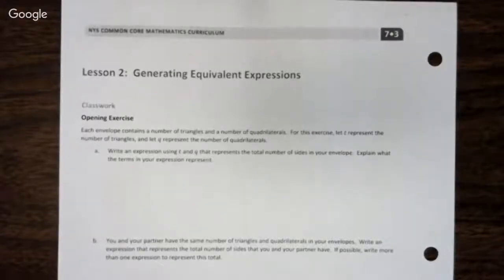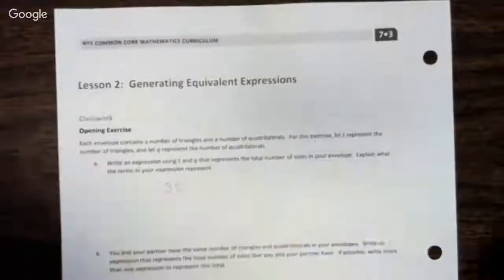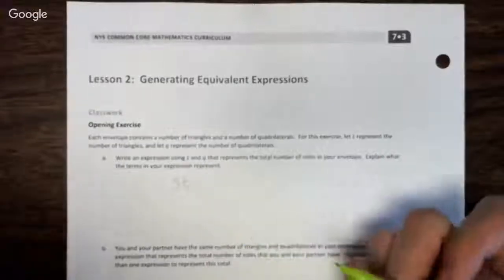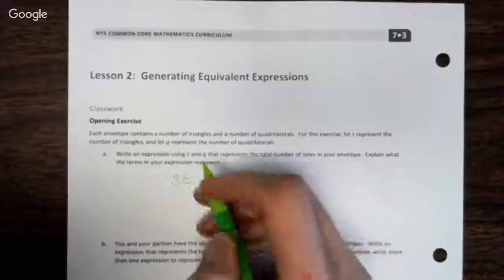So let's think about this. If you have 3 triangles, how many sides do you have? Well, each triangle has 3 sides, so 3 times 3 is 9. What if you had 5 triangles? 5 times 3 is 15. What if you had 10 triangles? 10 times 3 is 30. So notice that you're multiplying by 3 every time because there's 3 total sides. Well, if we don't know how many triangles, we represent that with a T. So 3 times T would represent the total sides of the triangles.